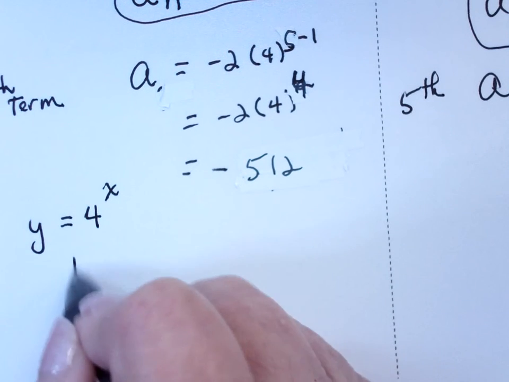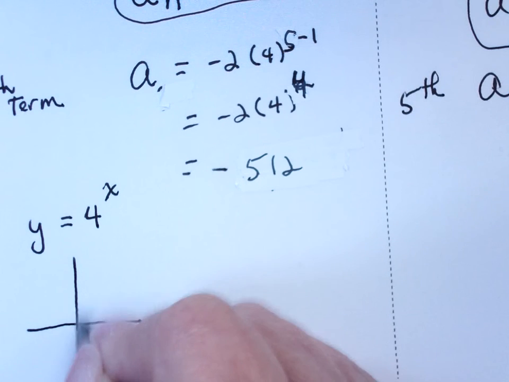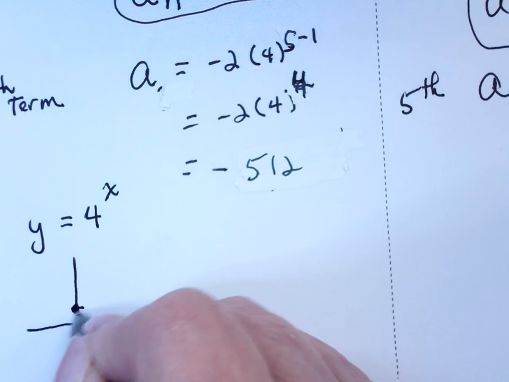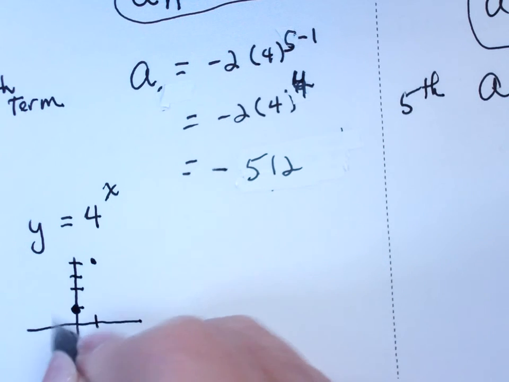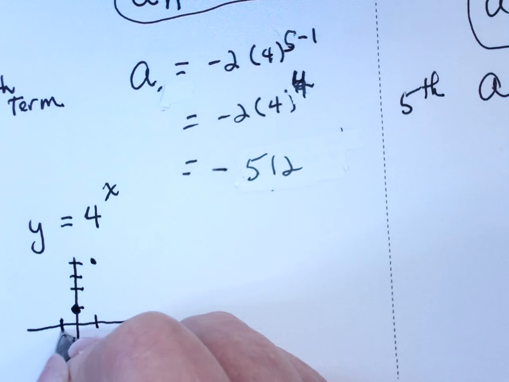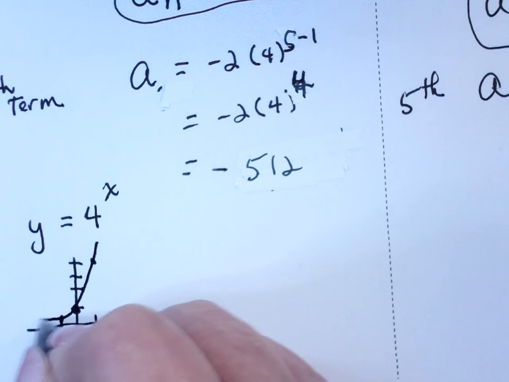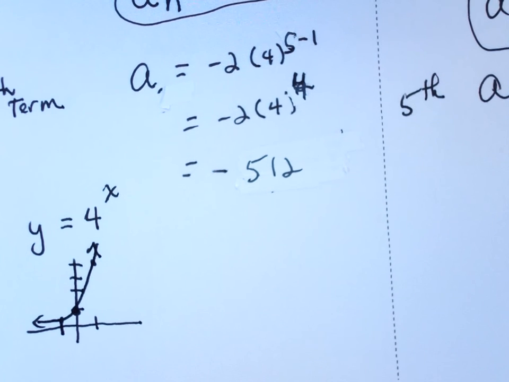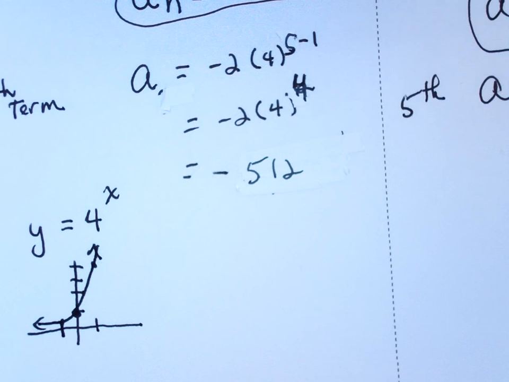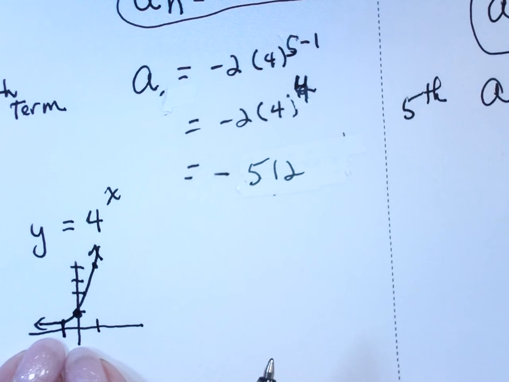What would this guy look like? Well, if x equals 0, y equals 1. If x equals 1, y equals 4. If x equals -1, y equals 1/4. And as a function, it looks like this. So that says as x gets bigger, y is going to get bigger, and if x gets smaller, y is going to get smaller.